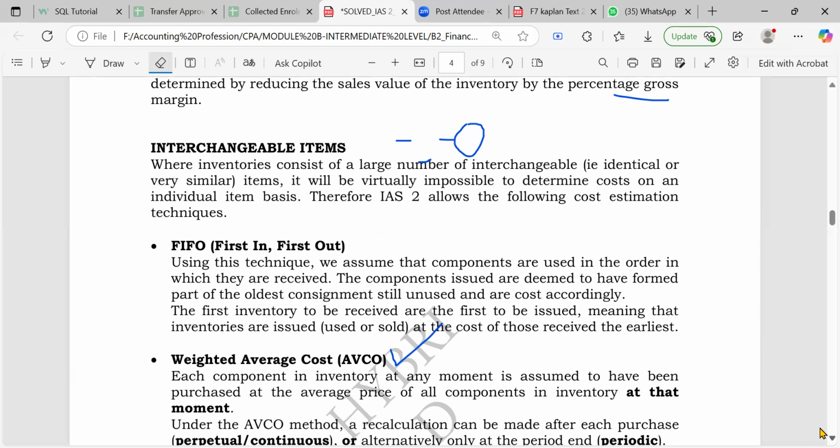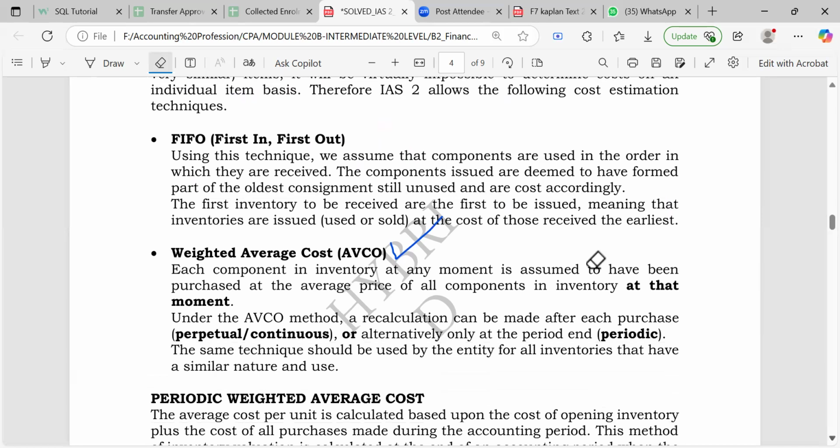So it's just this one, first in, first out, and weighted average method. First in, first out is just easy. Like I told you, using this technique, we assume that components are used in the order in which they are received. So the components issued are deemed to have formed part of the oldest consignment. That's the meaning of saying first in, first out.